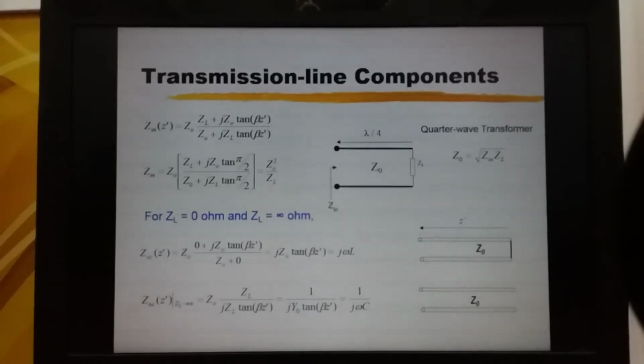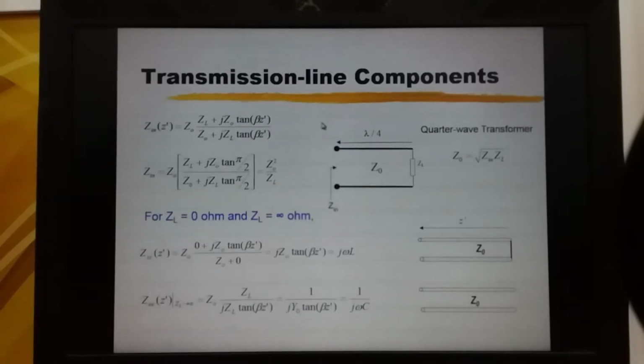We have talked about the use of printed circuit board to make transmission line, such as microstrip line, strip line, and coplanar strip line. This strip line can be used as transmission line. In addition to that, they can be used to make special components. These are some examples.